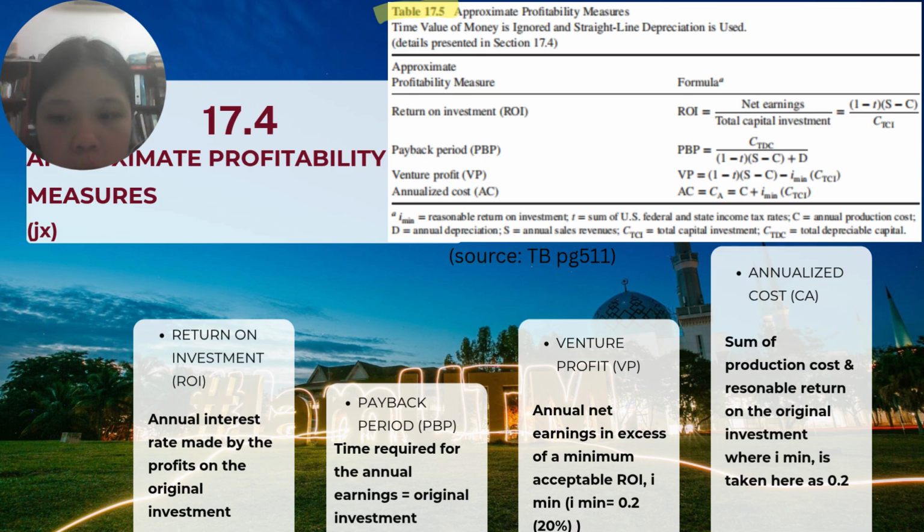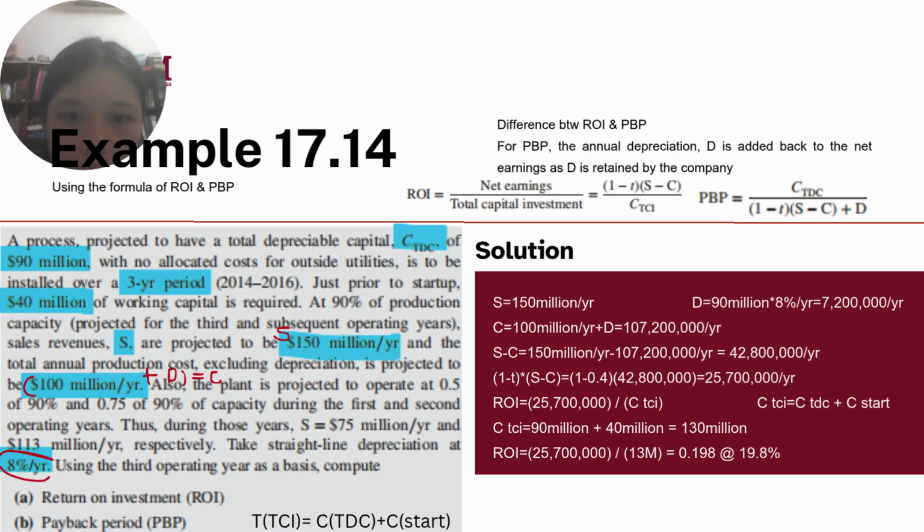Annual net earnings in excess of a minimum acceptable ROI, I minimum equals 0.2 or 20%, is the definition for the venture profit. And last but not least, annualized cost is the sum of production cost and reasonable return on the original investment, where I minimum is taken here as 0.2, same as the venture profit. Now let's take a look at example 17.14.